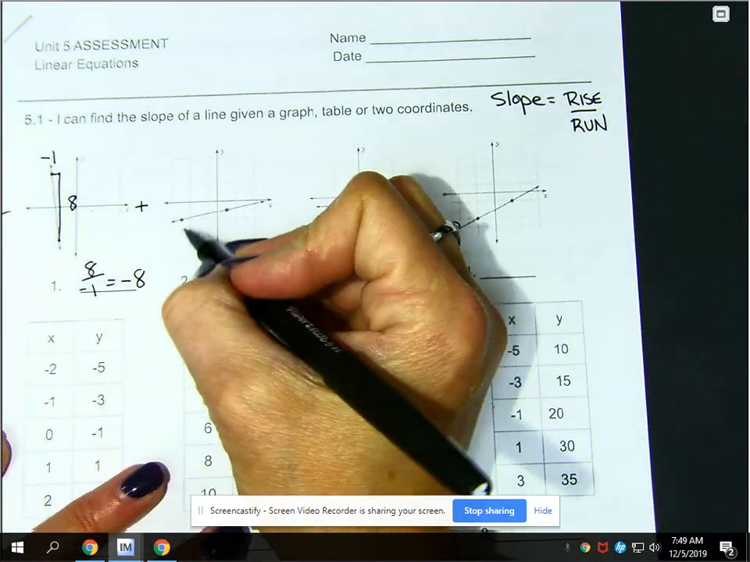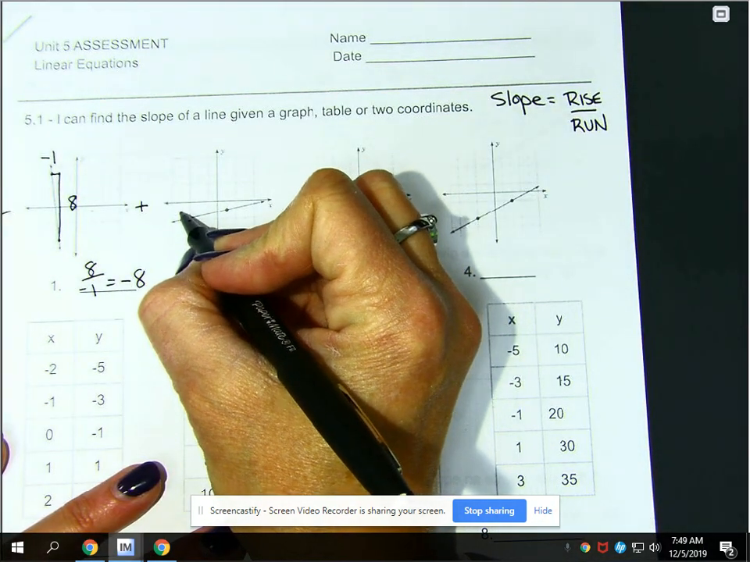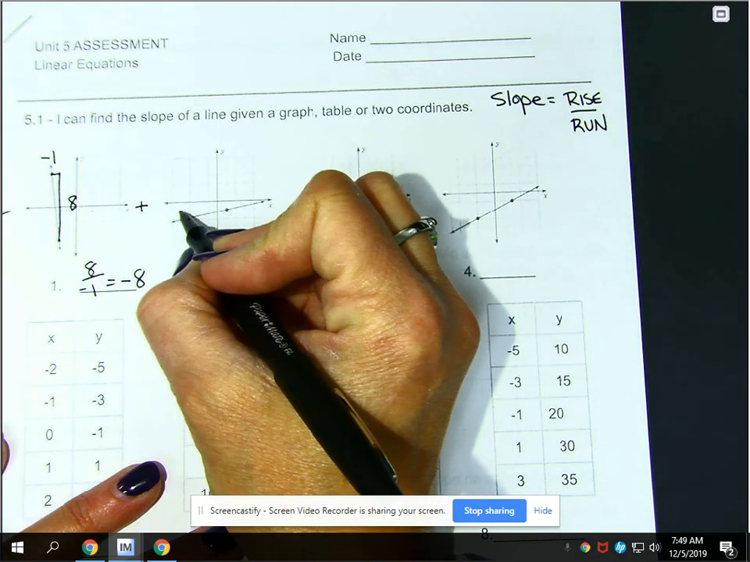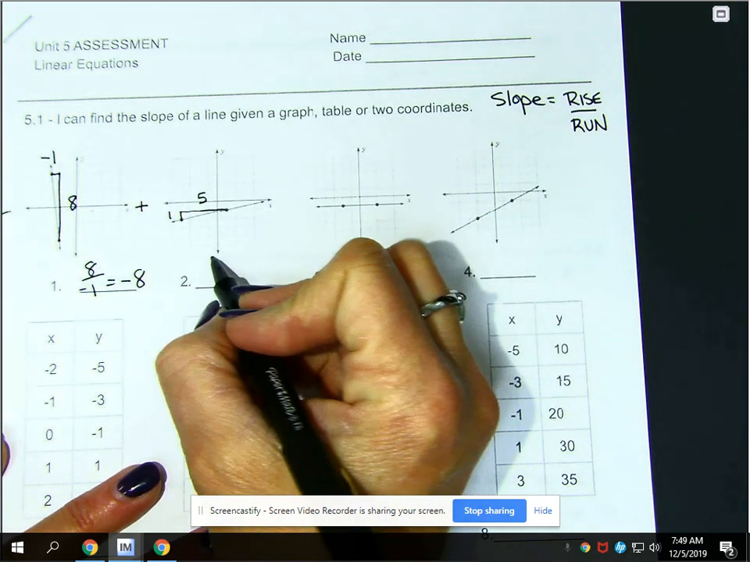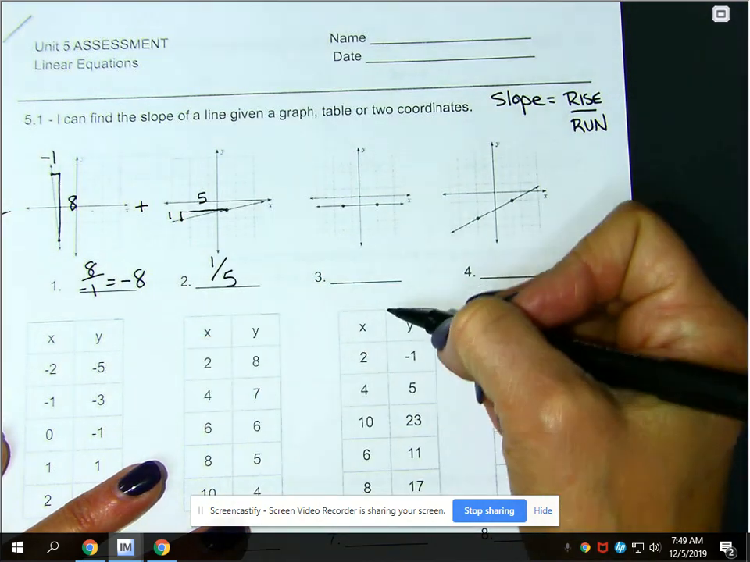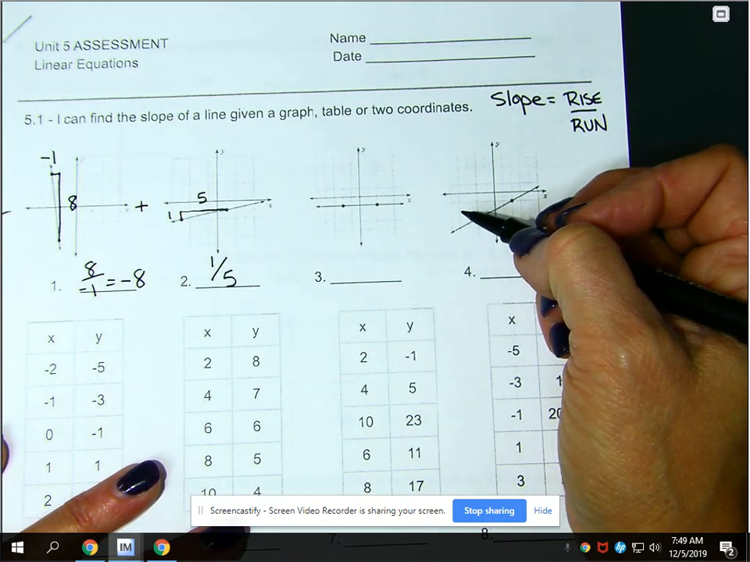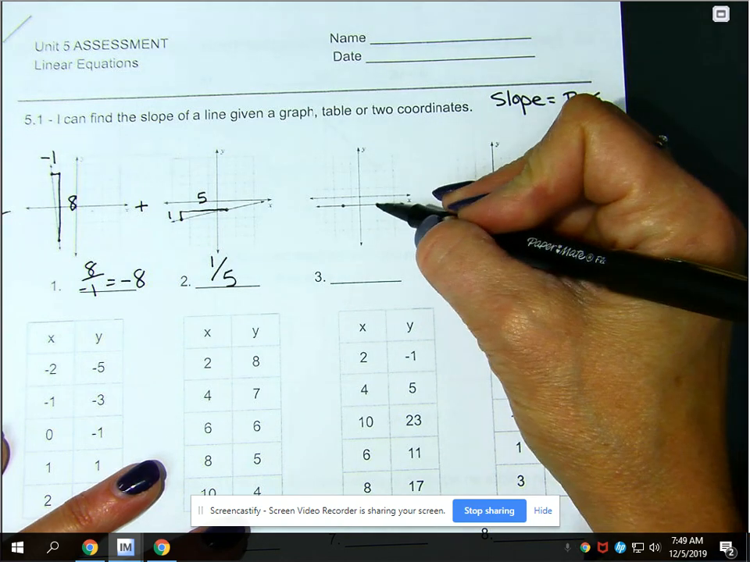All right, the next one, start down low. Your rise, how much you go up, is 1. Your run to the right, how much you go over, is 5. So your slope is 1 over 5. Don't forget you have to go up the elevator first. Start with one of the points.